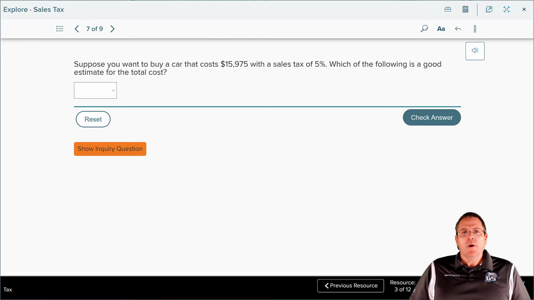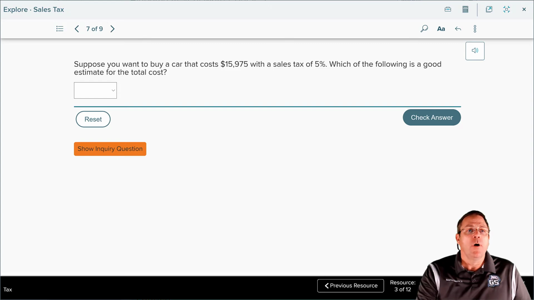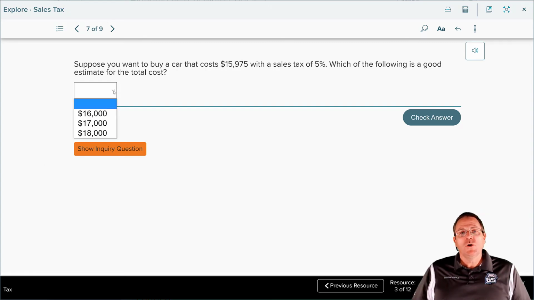Now it's time for you to pause the video and do one on your own. Suppose you wanted to buy a car that costs $15,975 with a tax rate of 5%. Which do you think is going to be a good estimate? Keyword there is estimate. Pause the recording and figure out which one of those numbers is going to be the closest to what you're going to end up paying for the car.